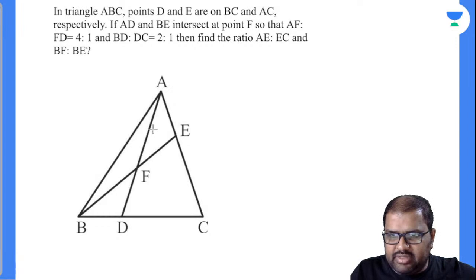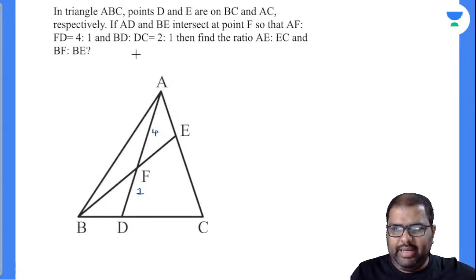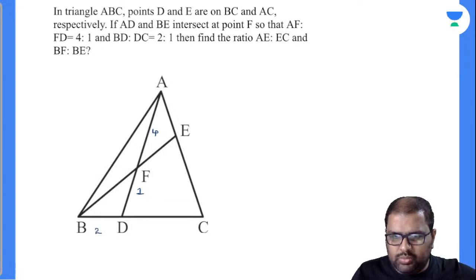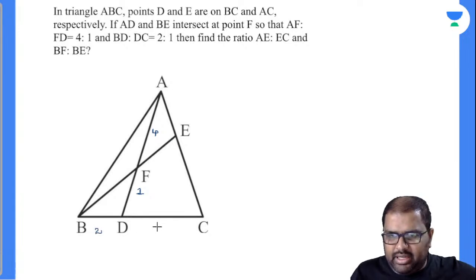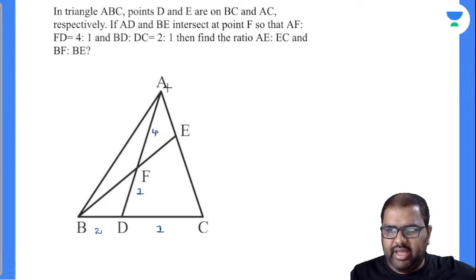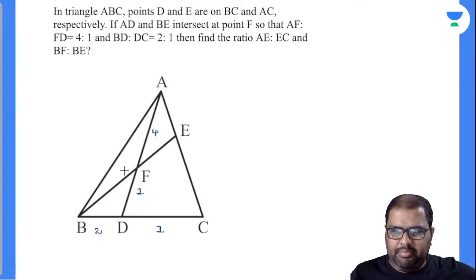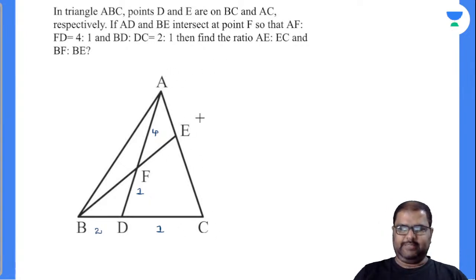Such that AF is equal to 4. Now see here, AF is equal to 4, FD is equal to 1. Now BD is equal to how much? 2. Now DC is nothing but equal to 1. Find the ratio of AE to EC, BF to BE is the question asked.